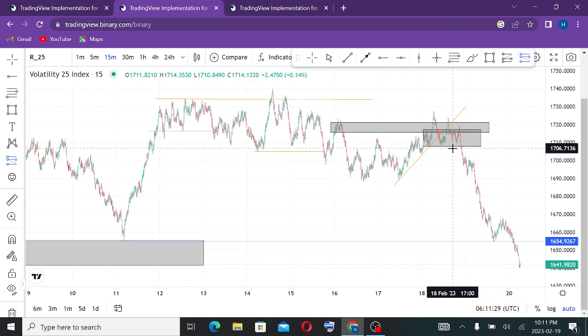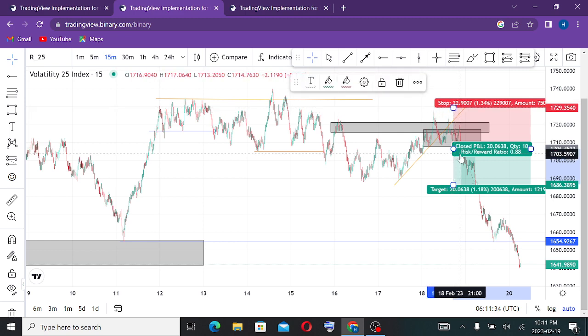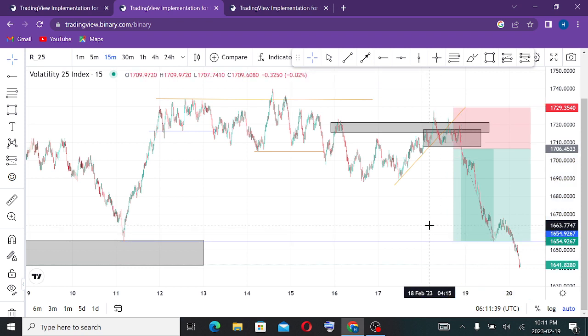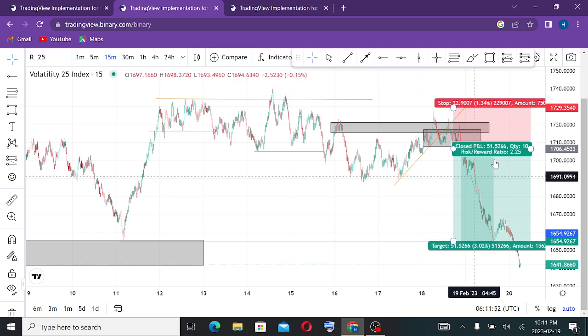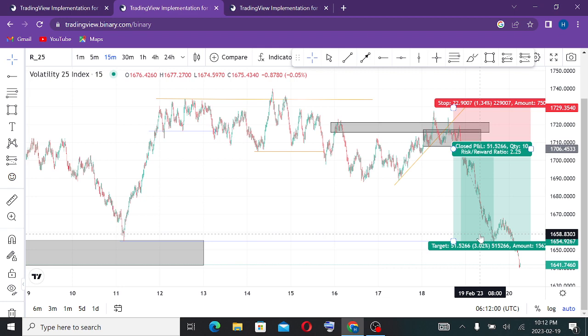This is our short. We pick our entry here, put our stop loss at this point, then take profit. So basically we are making at least a 1:2.5 risk to reward ratio. Don't know if it's called like that, but what we are risking is 22 pips to make 51 pips. So you get the math there.